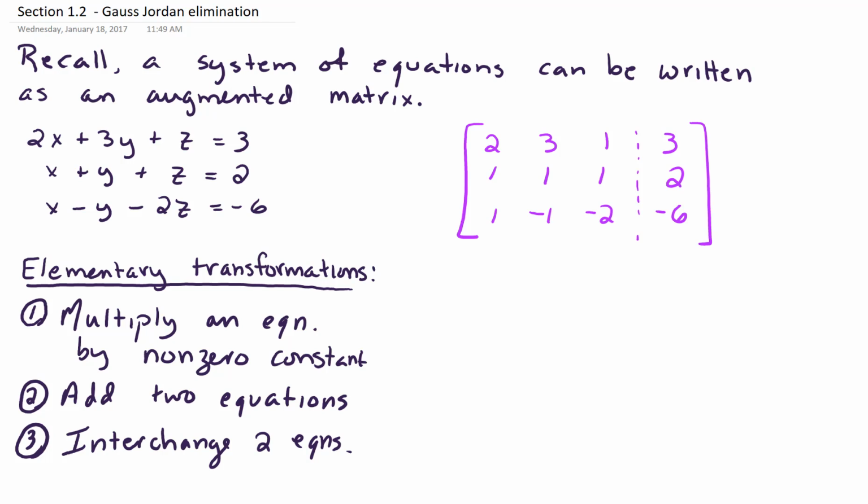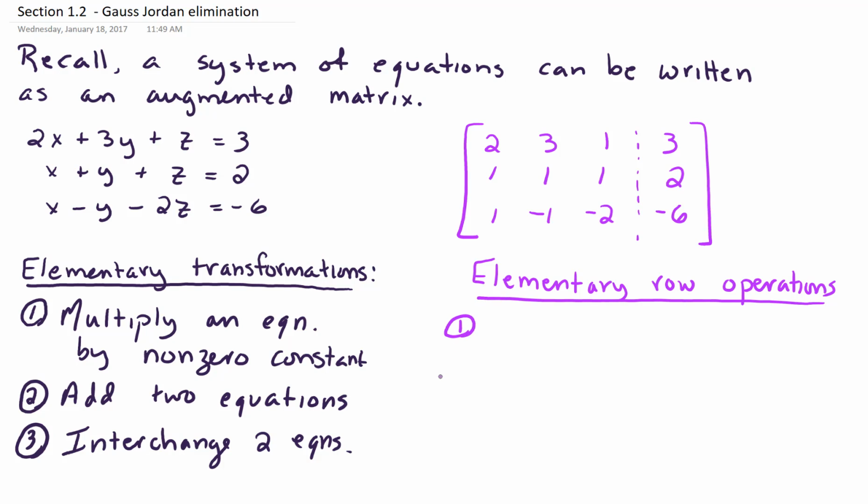And what we want to do is think about those same operations and how they would be executed if we're working with a matrix. These operations will be called elementary row operations, and the reason they're called that is because we don't have any equations, we really just have rows of a matrix. So we're going to have an analogous 3 elementary row operations.